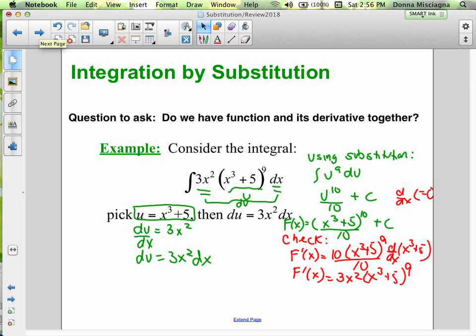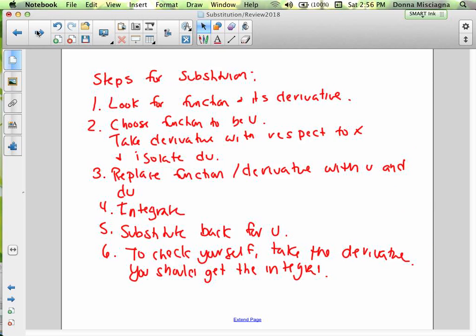All right, so on all of these, we're going to be using substitution. I'll check a lot of these just so you can see and you can know how to check it when you're solving it. So the steps for substitution: first, look for the function and its derivative. Choose the function to be u, take the derivative with respect to x, and isolate du. Replace the function and derivative with u and du. So the function gets replaced with u, the derivative gets replaced by du.